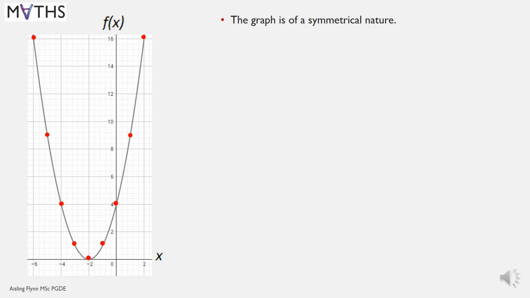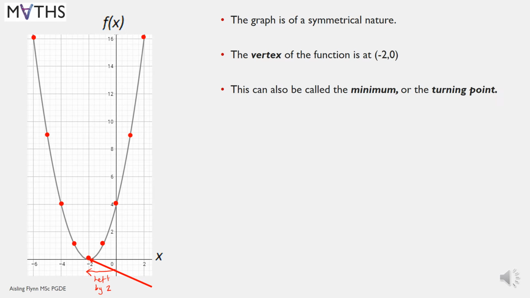The graph is symmetrical, but the vertex this time is at -2, 0, so it seems to have moved the whole graph left by 2 units. There's our vertex, also called the minimum or the turning point. Where does the graph cut the x-axis? Well, it just touches it at -2.